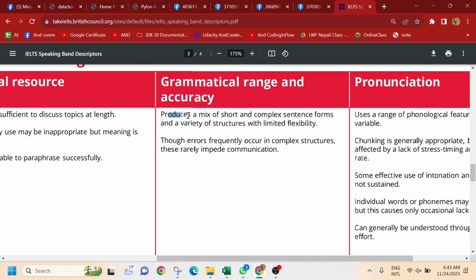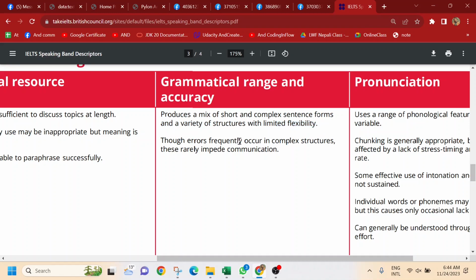Here, look at: produces a mix of short and complex sentences and a variety of structures with limited flexibility. So this means you need to have simple sentences as well as complex sentences. Complex sentences means you add two or three sentences into one sentence, using however, noun phrases, or different kinds of phrases, combining your sentences with if clauses, so they would make complex sentences. And of course, the variety of structures. Flexibility means with any kind of instance you can easily use those structures.